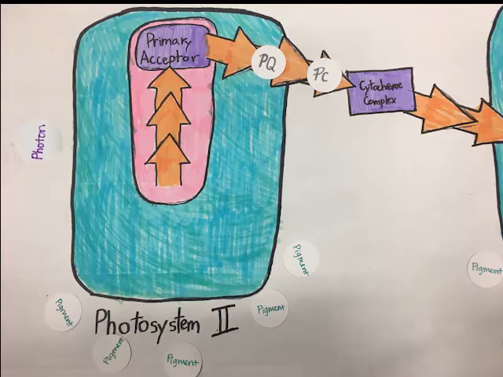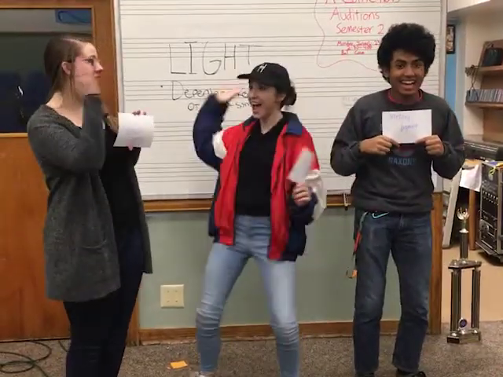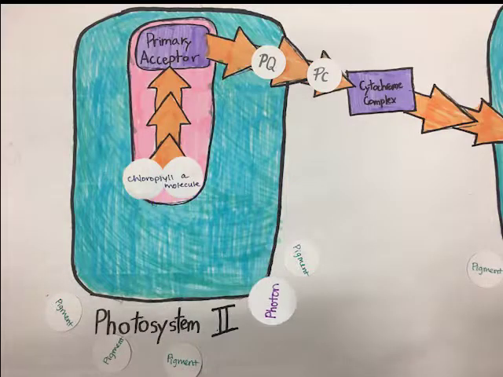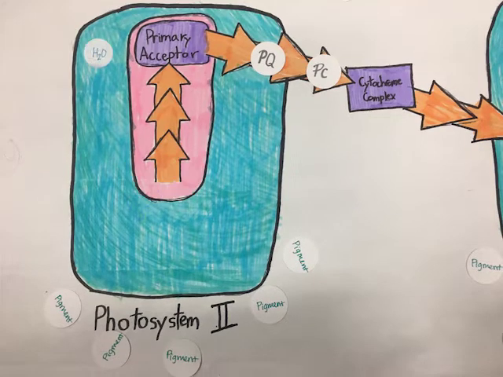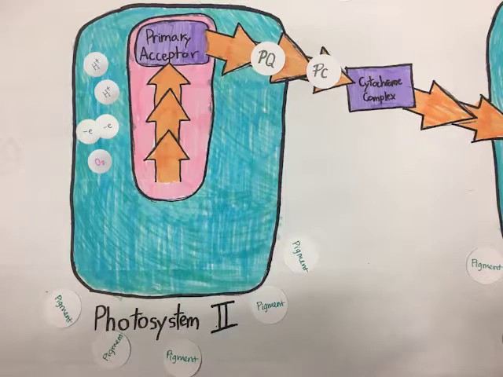A photon is absorbed by a pigment near photosystem 2 and is transferred to other pigments until it reaches the chlorophyll A molecule. The photon's energy excites the chlorophyll A molecule to a higher energy state. Water molecules are split to produce 2 negatively charged electrons, 2 positively charged hydrogens, and an oxygen. This process is called photolysis.